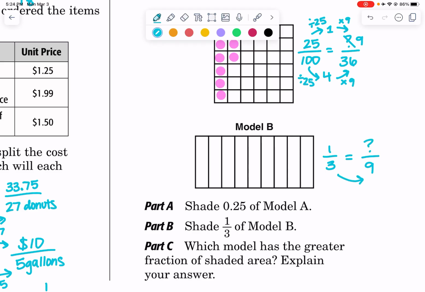Can 3 become 9? Ooh, I can. I don't even need to use a stepping stone. Multiply by 3. Multiply the top by 3. I need to color in 3 pieces. 1, 2, 3. Hey, that makes sense, because couldn't I have made this into thirds by going like that? So I color in one of those pieces, 1 out of 3.